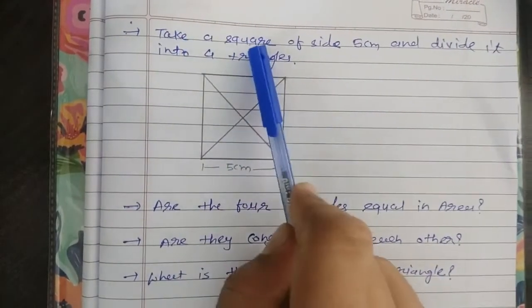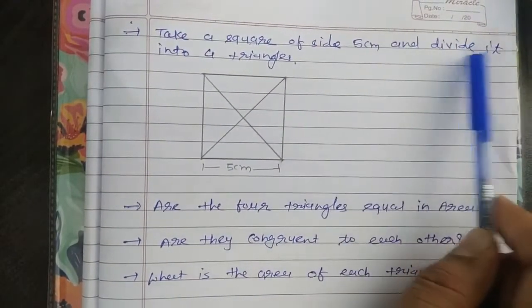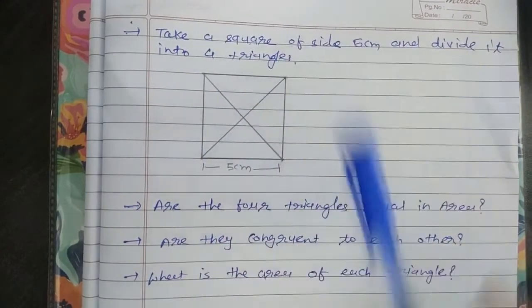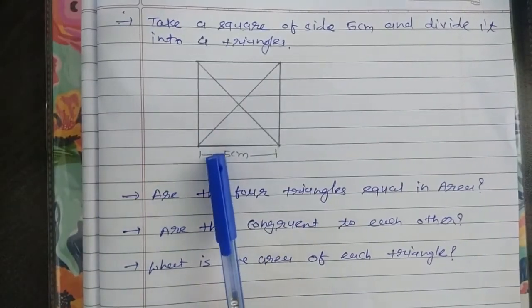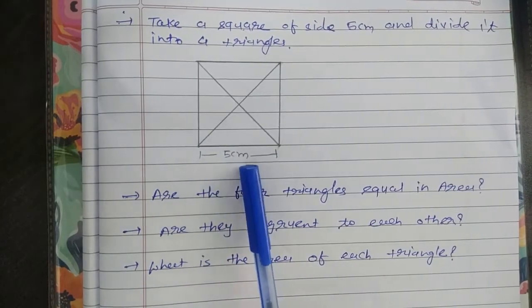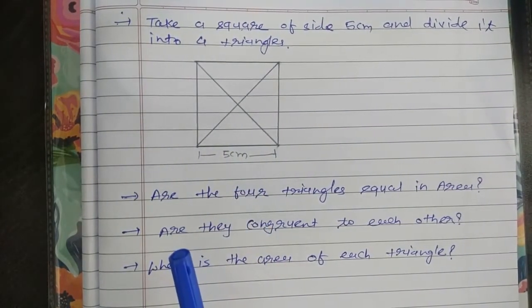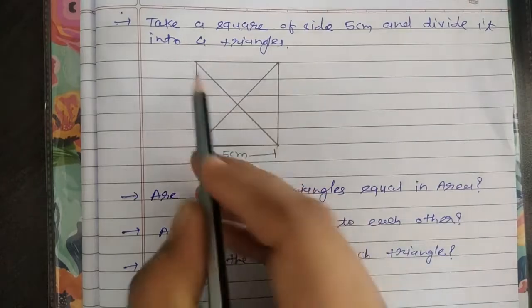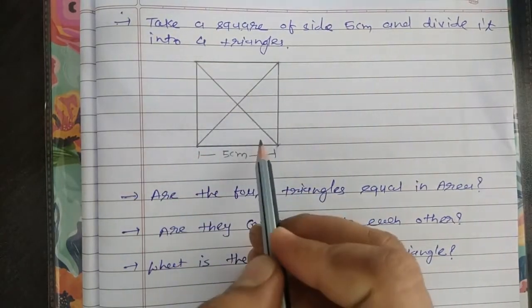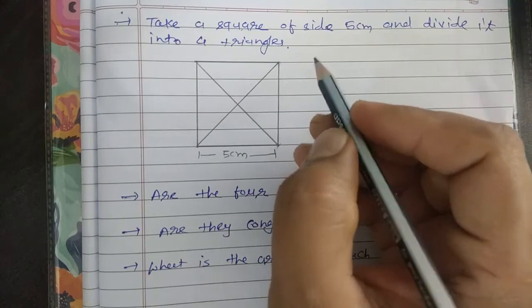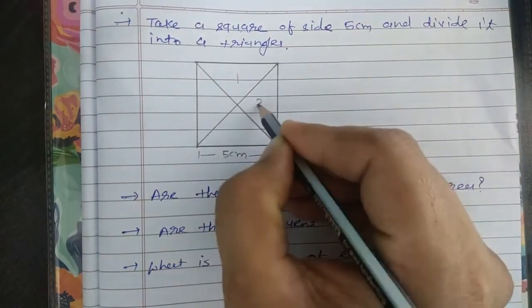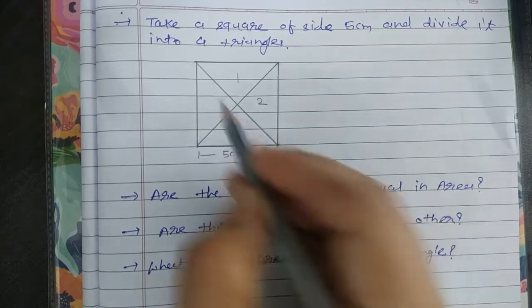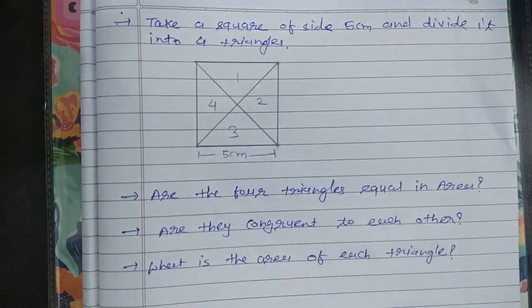Next, take a square of side 5 centimeter and divide it into 4 triangles. So here we have to take a square of side 5 centimeter and divide it into 4 triangles. How can we do it? We have to draw 2 diagonals, diagonal 1 and diagonal 2. When we draw 2 diagonals, we will get 4 triangles: triangle number 1, triangle number 2, triangle number 3 and triangle number 4.